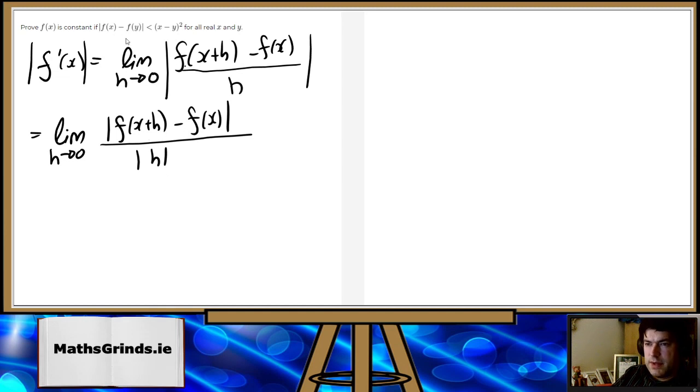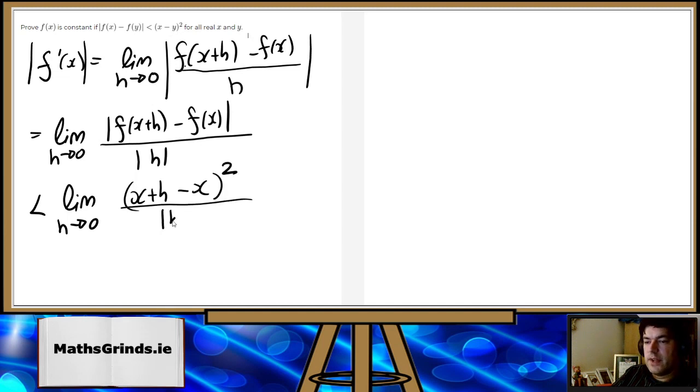Now this here is what we have on the top. So this is less than the limit as h goes to 0. So basically we can drop the f's and add a square: x plus h minus x, squared, all over the absolute value of h. That's equal to the limit as h goes to 0 of h squared over the absolute value of h.